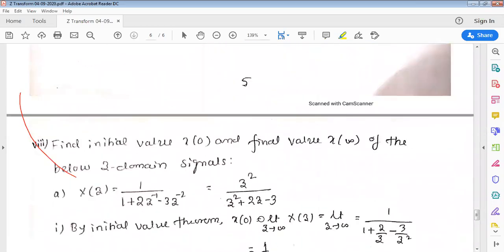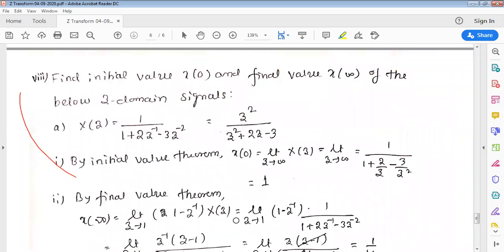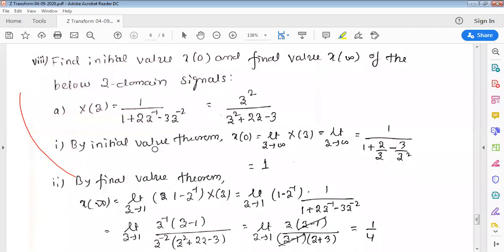Okay, now one more problem we'll take. This is also quite simple. Find the initial value x of 0 and final value of the below Z domain signals. Okay, so it's a very simple problem, gives you 4 marks. So first consider X of z. X of z is given 1 by 1 plus 2 z raised to minus 1 minus 3 z raised to minus 2.